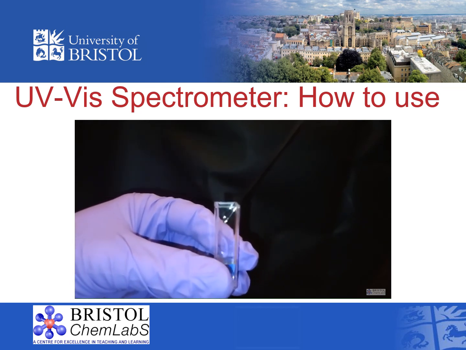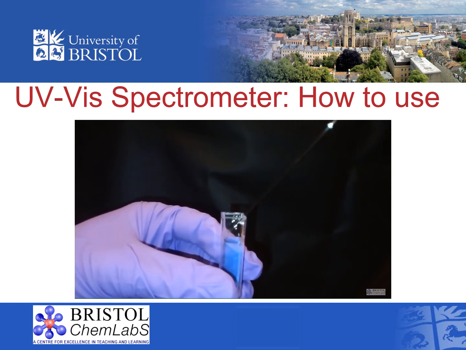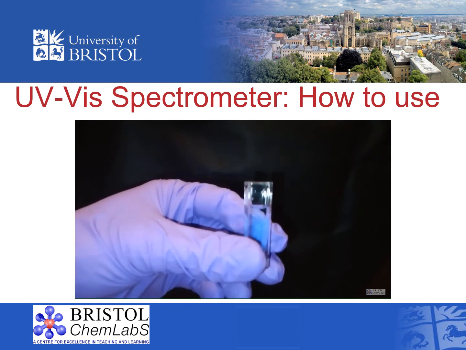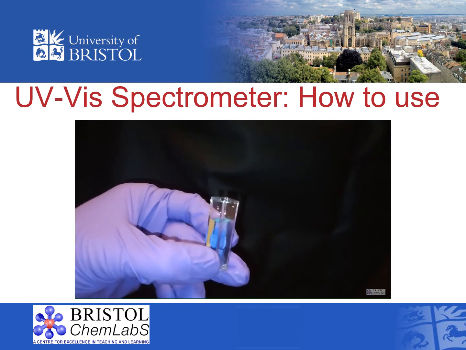Once flushed, fill the cuvette roughly 3/4 full, ensuring that the area of the cuvette that the analyzing light passes through is filled with sample. Also check that the faces are dry, as even a small droplet of sample would change the path length and give you a false absorbance reading.